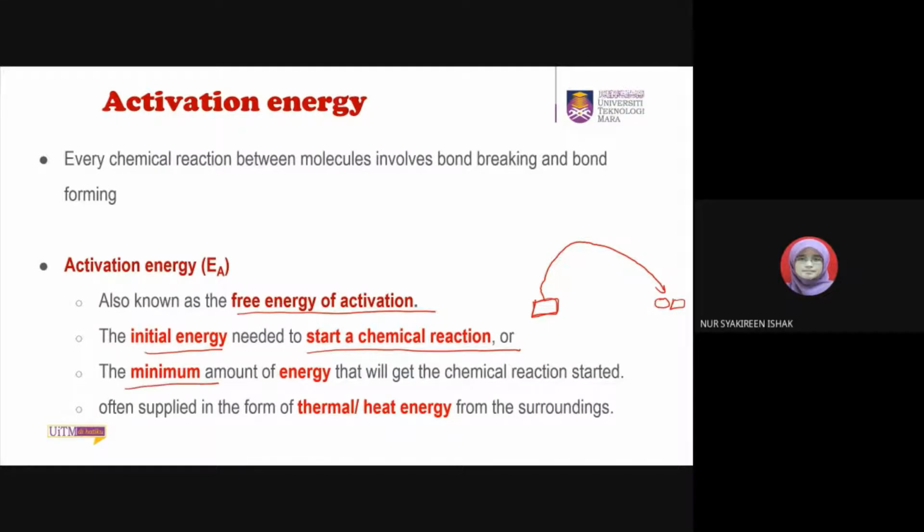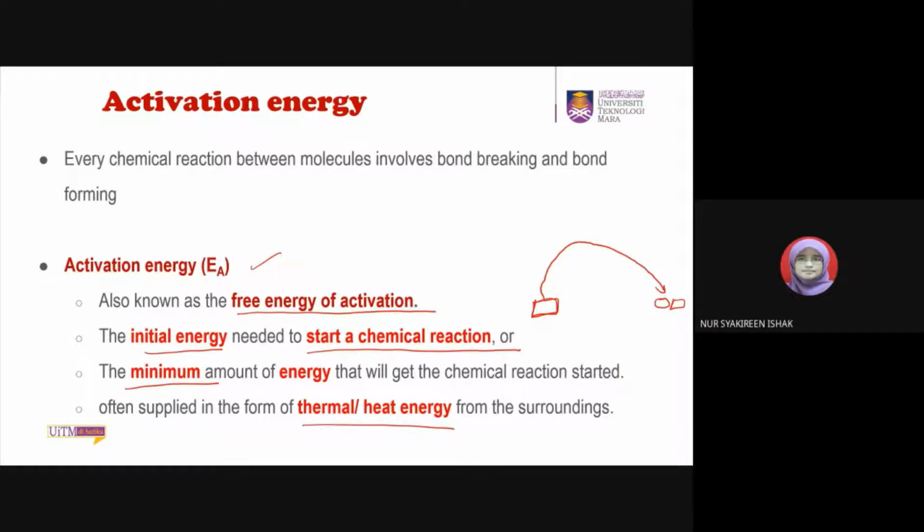So this is another way of defining activation energy: the minimum amount of energy that will get the chemical reaction started, often supplied in the form of thermal or heat energy from the surrounding. So as I said, without the enzyme present, the reaction can still occur, but at a very, very slow rate. So that is activation energy.